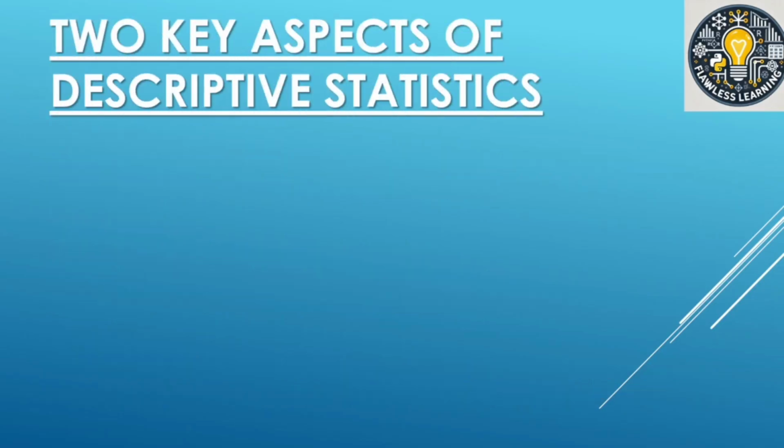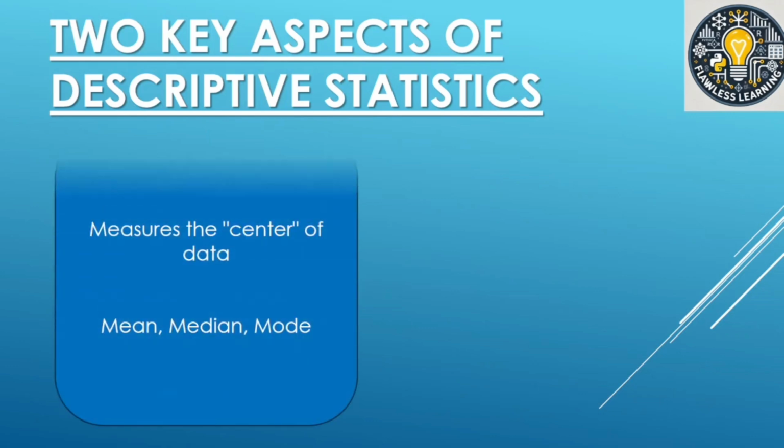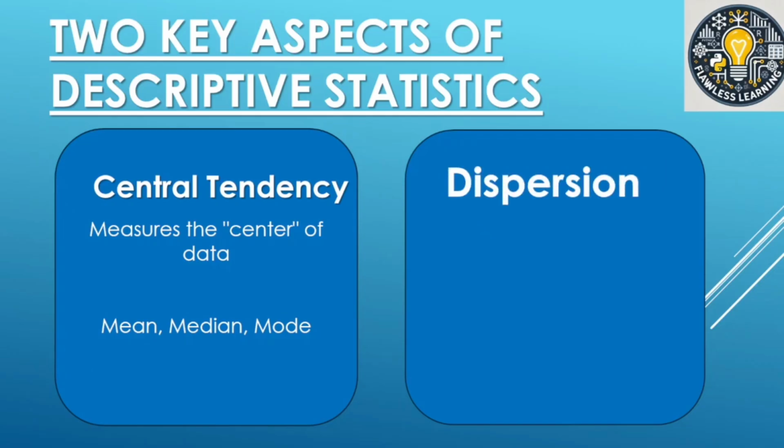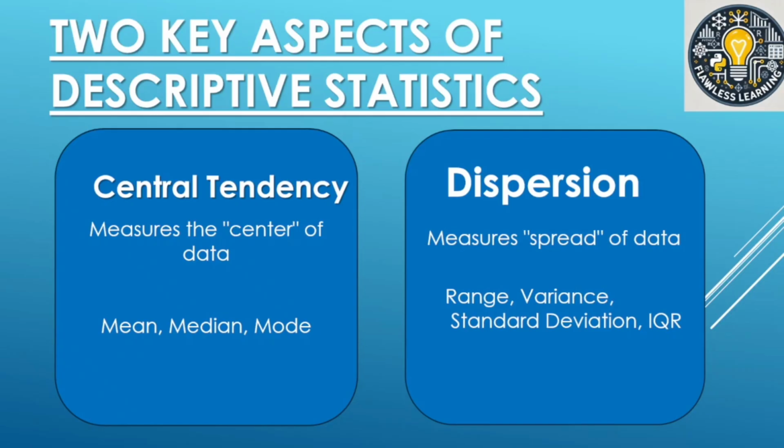Now, two key aspects of descriptive statistics. Descriptive statistics are divided into two categories. First is central tendency, which measures the center of the data, such as mean, median, mode. Second is dispersion, which measures the spread of the data. Measures of dispersion are range, variance, standard deviation, interquartile range, this kind of thing. To truly understand data, we need to know where most values lie, which is central tendency, and how spread out they are, which is dispersion.